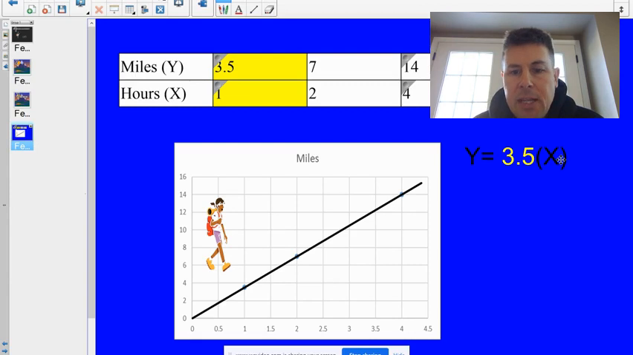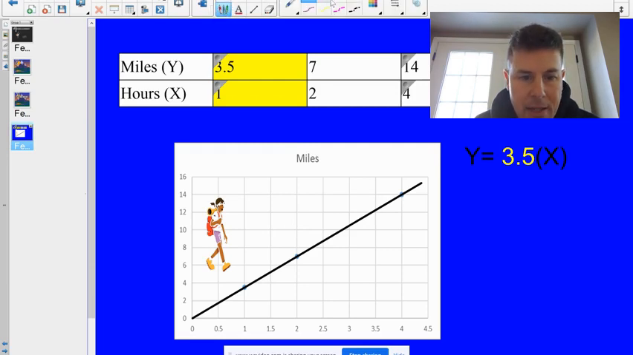So hopefully that is helpful and you get a little bit more understanding of unit rates and how they look on a graph, that straight line that we see there, and also that they travel through that 0, 0 point on graphs, how they look on a table, and how they look in an equation.